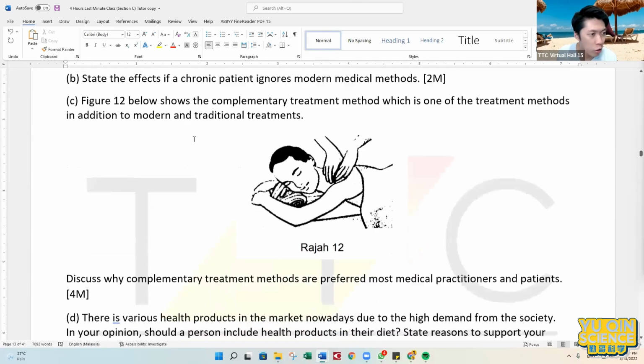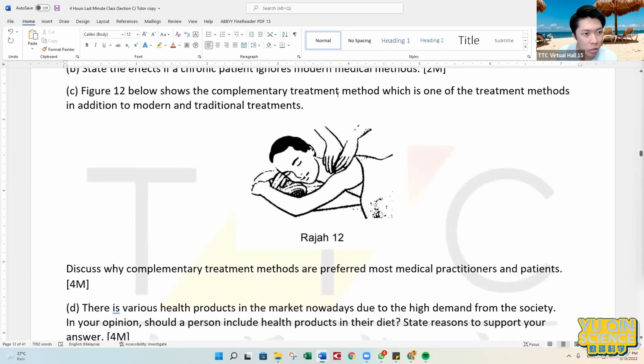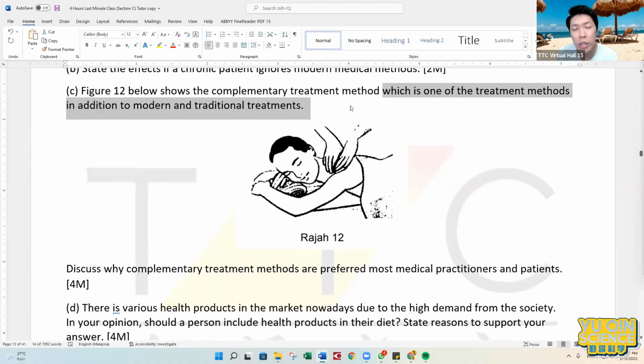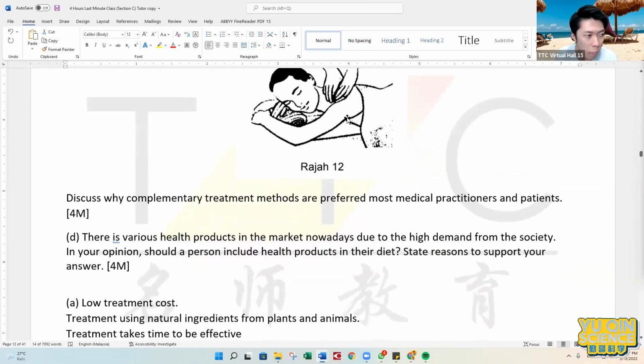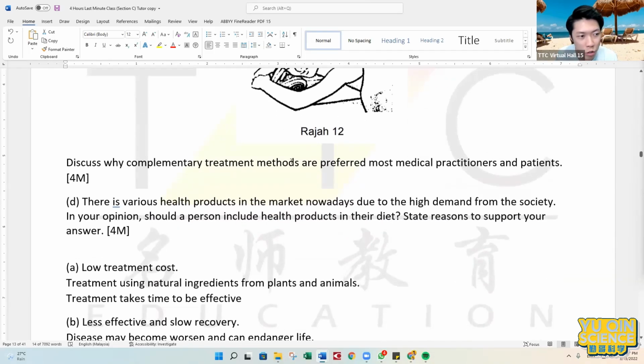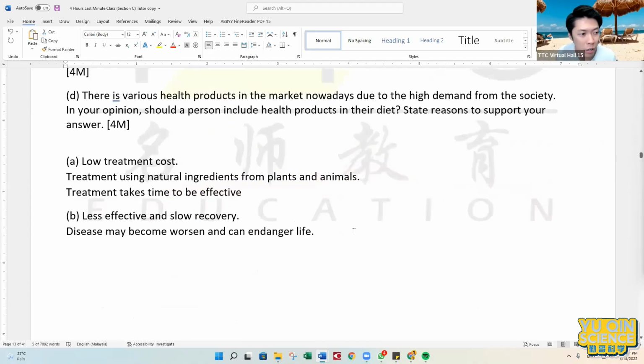Okay, C. Figure 12 below shows a complementary treatment, massage. Which treatment method is used in addition? Sometimes we mix a bit. Complementary always goes with modern a little bit and also with traditional. Discuss why complementary treatment methods are preferred by most medical practitioners and patients. That means asking for the advantages of complementary. So that is your C.